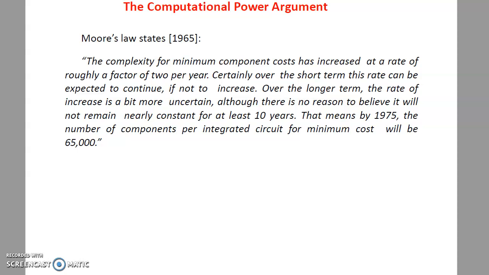So that was an argument stated by Moore about how much complexity a particular chip can have, how advanced a chip can be made. He said the complexity was increasing roughly by a factor of 2 per year. Accordingly, chips were designed to be more and more advanced, but as you can see, he also felt that beyond a limit it cannot be increased for a particular chip.